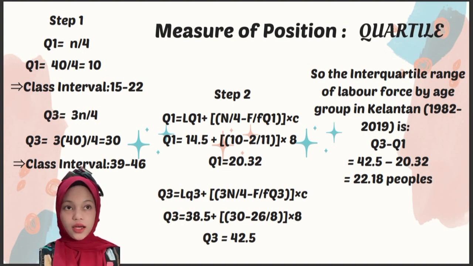So the interquartile range of labor force by age in Kelantan 1982 until 2019 is Q3 minus Q1. So the solution is 42.5 minus 20.32. So the answer is 22.18 people.